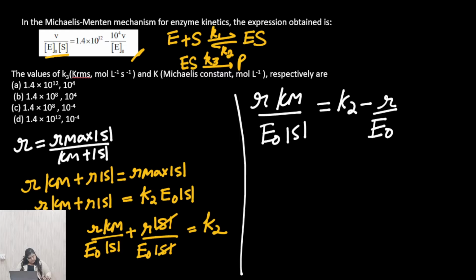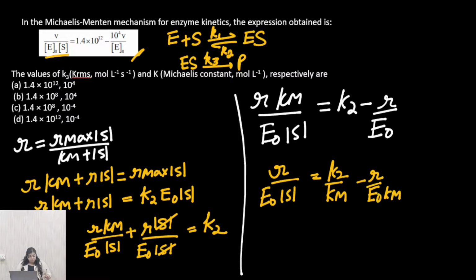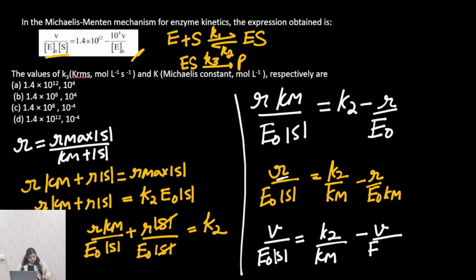Now divide this with the Km value. We will be getting R upon E naught into S equal to K2 upon Km minus R upon E naught into Km. So here instead of R, they have written the V expression, so you can substitute V upon E naught into S equal to K2 upon Km minus V upon E naught into Km. This is what we are getting.